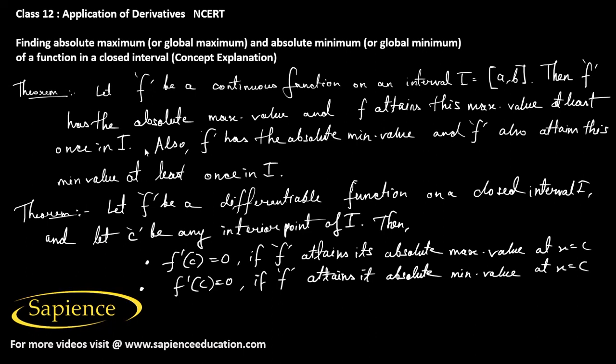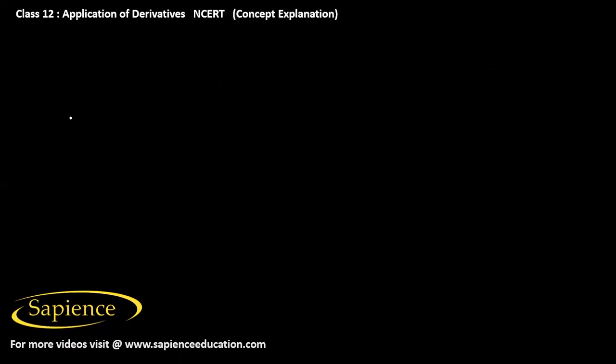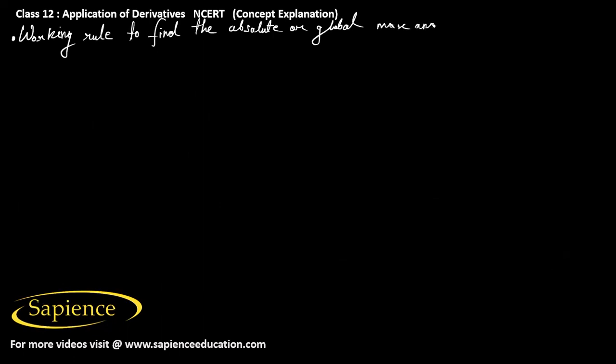So based on these two theorems, we can explain the working rule to find the absolute minimum and the absolute maximum value of a function in a given closed interval I. So therefore we can tell the working rule to find the absolute or global maximum and minimum values of a function f in some interval I.